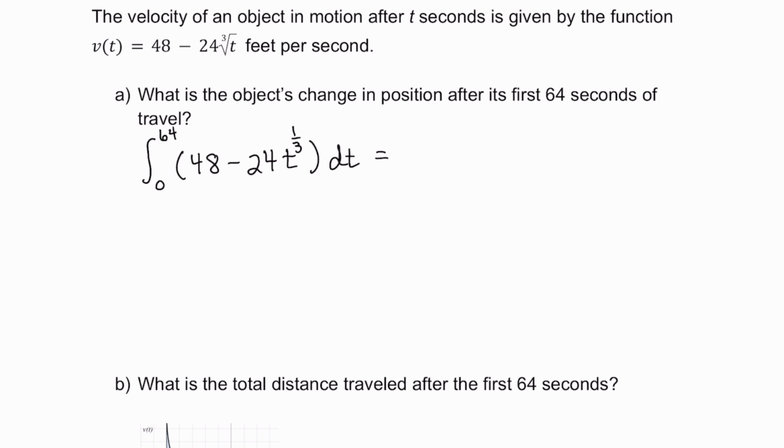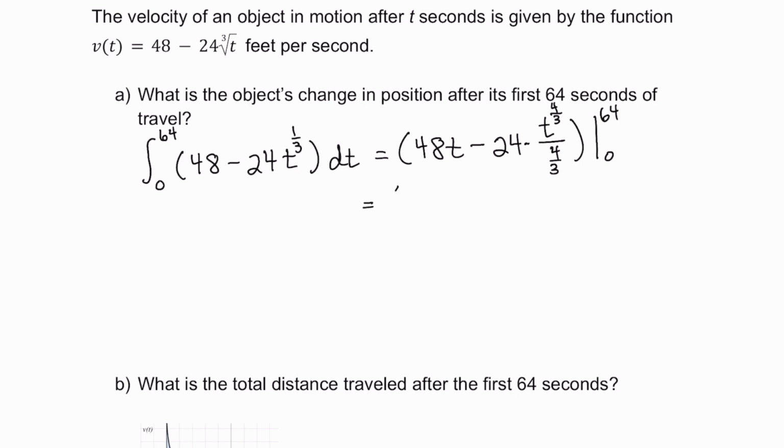So this is 48t minus 24 times, and for t to the 1/3 power we'll use the general power rule. So we will add 1 to the exponent. 1/3 plus 1 is 4/3, and then we'll divide by that 4/3 and evaluate that from 0 to 64.